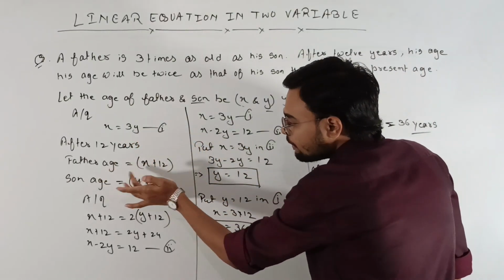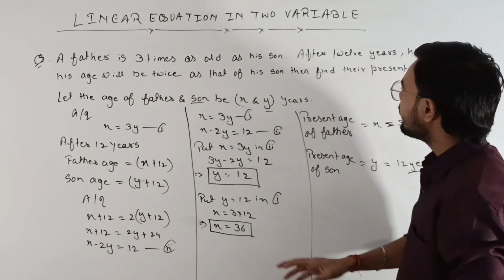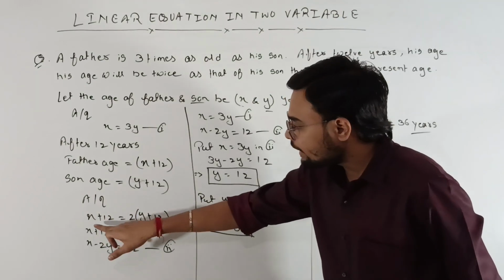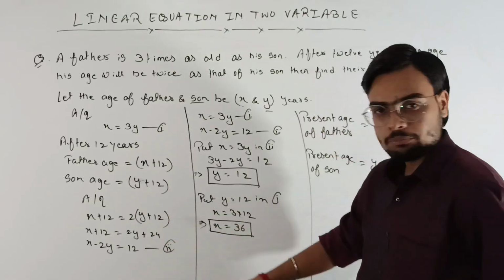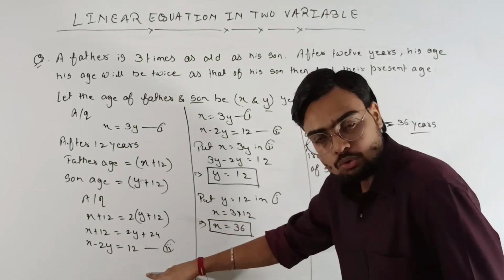After 12 years, father age will be x plus 12 and son age will be y plus 12. Now question said that after 12 years, father is twice as the son. So father age x plus 12 is 2 times as the age of son, that is y plus 12. Now I solve this, then I get equation number second, that is x minus 2y is equals to 12.